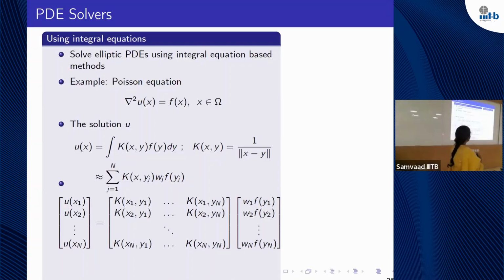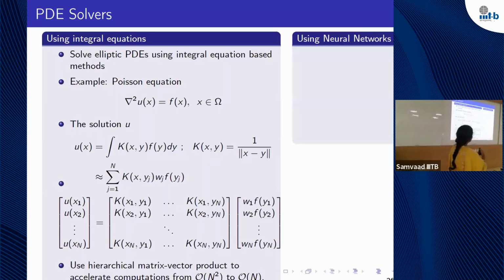Another interesting way of solving this is using neural networks. So this is what you do algebraically. But suppose you want to do it using neural networks. Here the inputs are these f's, fy1, fy2, and so on, fyn, and you construct a feed-forward neural network, and at the outputs you have u1, u2, and so on, un.